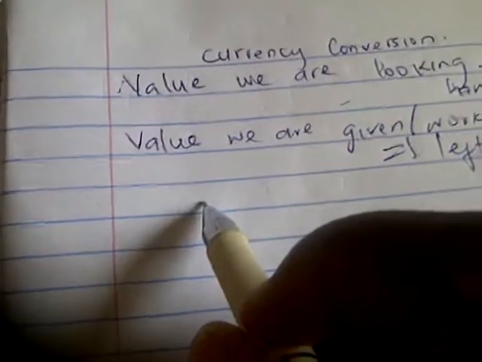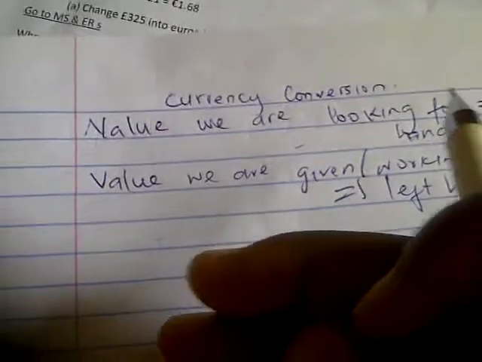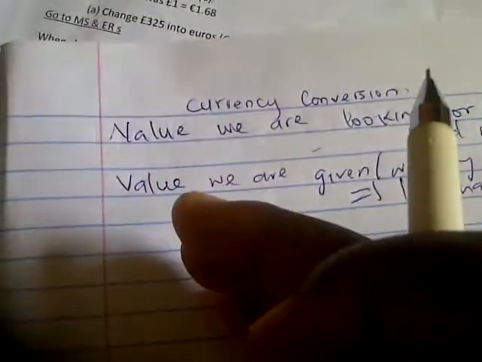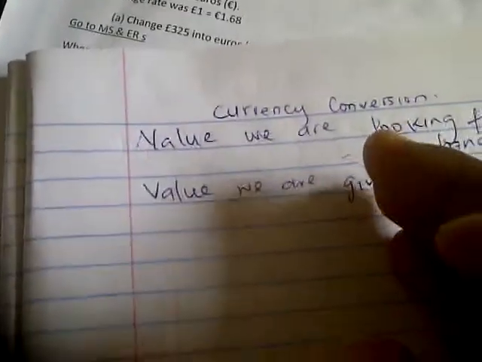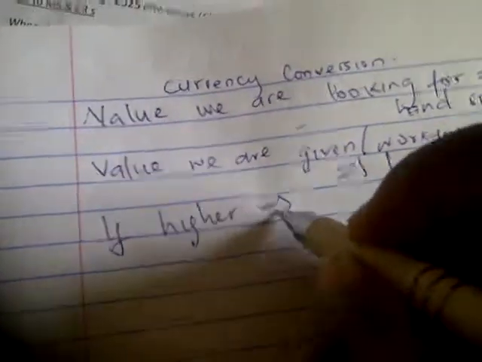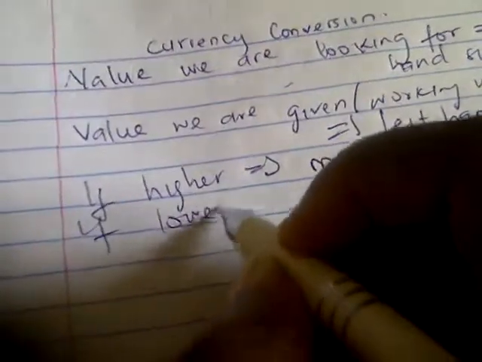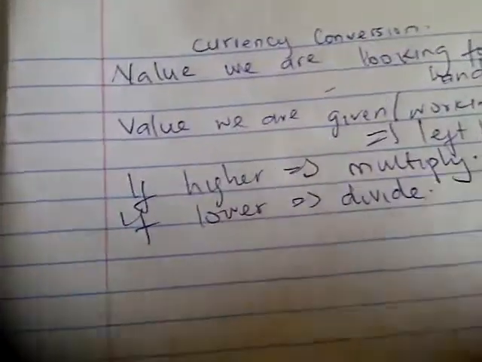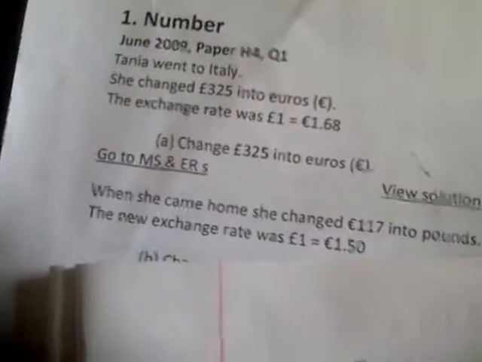Now the second rule you need to know about this currency conversion question, which also applies to proportion, is that when you're converting from a higher value to a lower value, you divide. But when you're converting from a lower value to a higher value, you multiply. If higher, you multiply, and if lower, you divide. Now all these things I've listed out, I'm going to explain them further while solving this question.